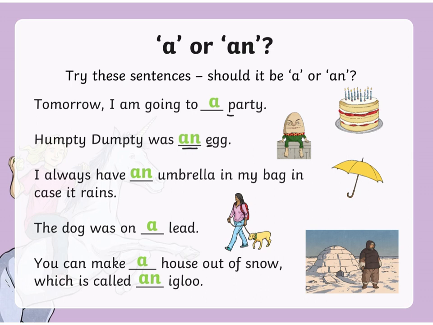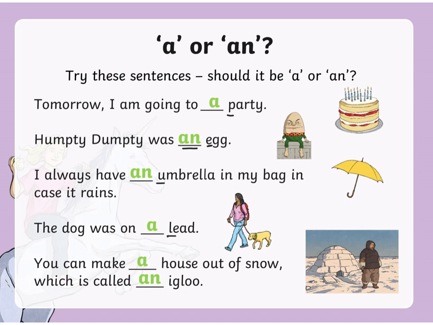E, E is a vowel. I always have an umbrella in my bag in case it rains. Umbrella, U, and we have to use, U से पहले क्या लगाते? A, an. The dog was on a lead. L. L is a consonant and we use A here.